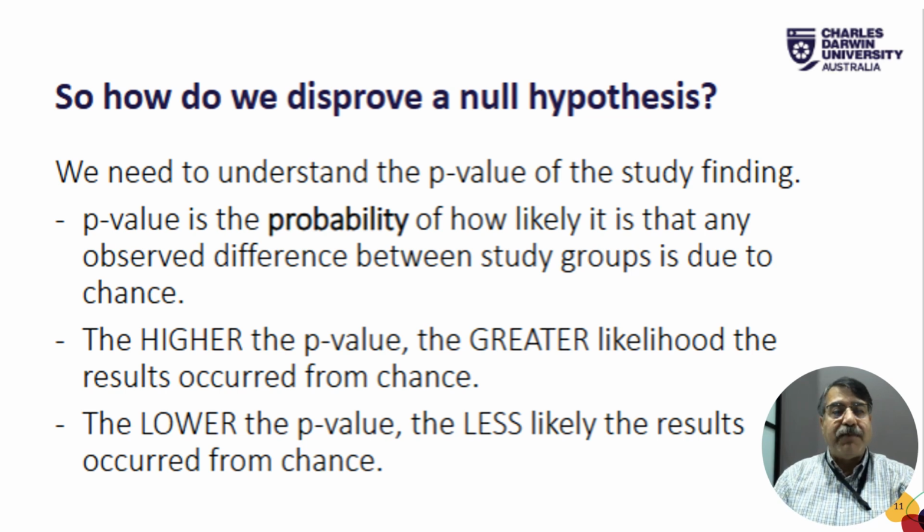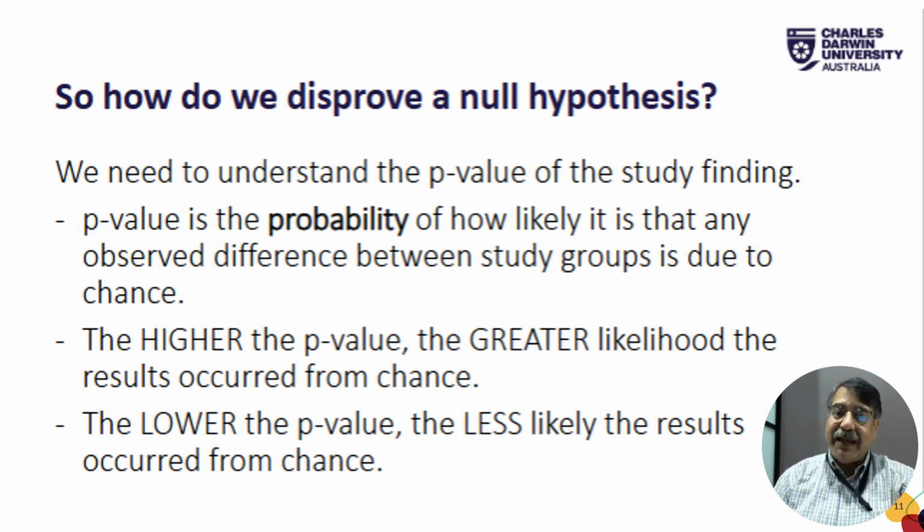How should we disprove a null hypothesis? We need to understand the p-value of the study finding. The p-value is the probability of how likely it is that any observed difference between the study groups is due to chance. The higher the p-value, the greater the chance the results occurred from chance. A lower p-value, less than 0.05, less than 0.01, 0.001, and so on, means the less likely the result occurred from chance.